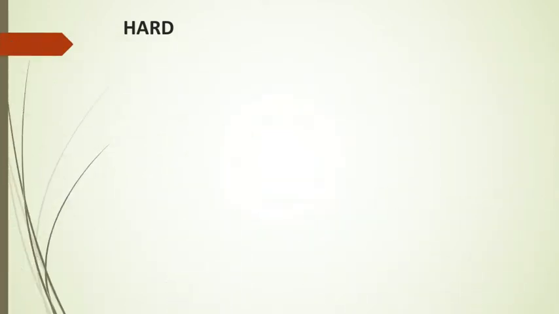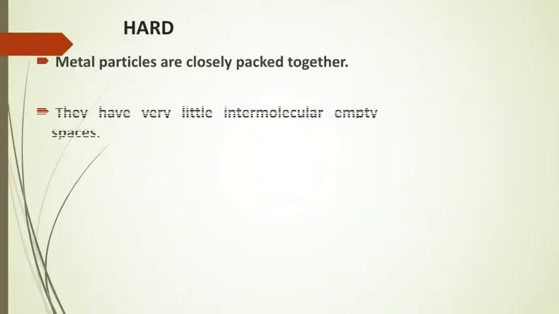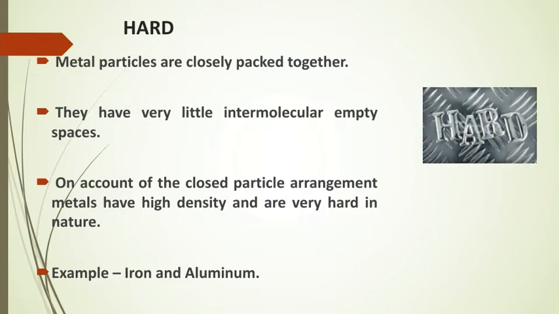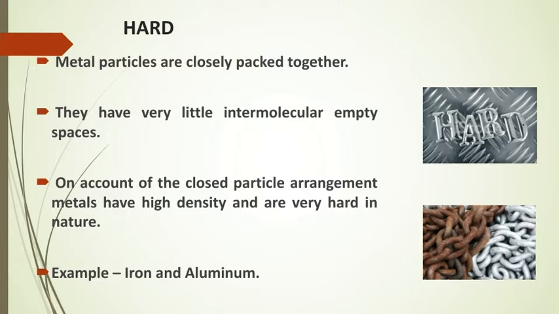First, metals are hard. Metal particles are closely packed together. They have very little intermolecular empty spaces. On account of the closed particle arrangement, metals have high density and are very hard in nature. For example, iron and aluminium. In the picture you can see an aluminium sheet and iron chains. To indicate that metals are very hard in nature, these two examples are given.